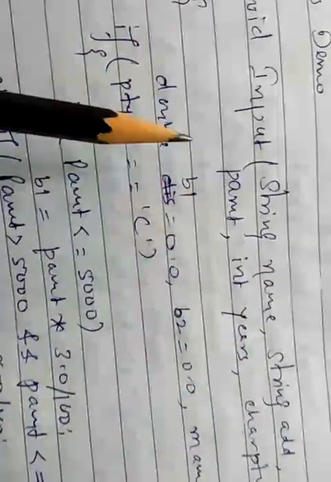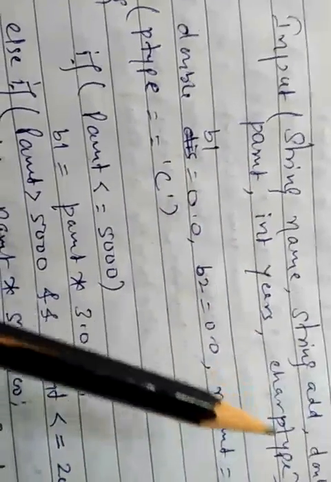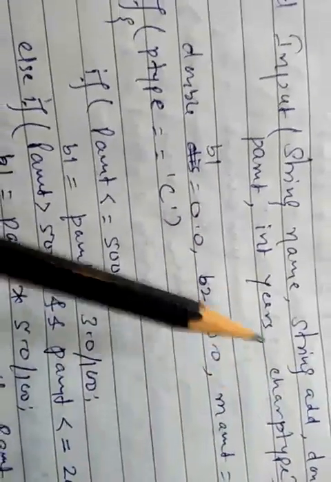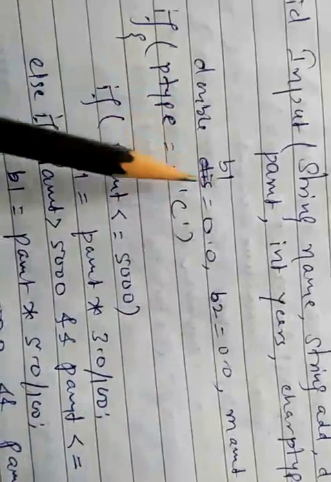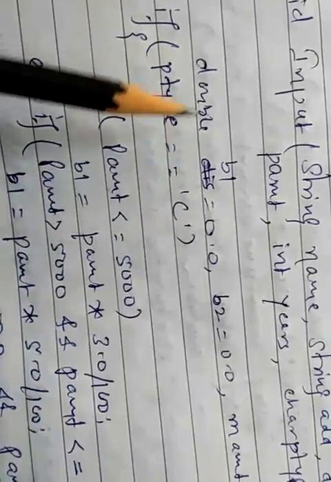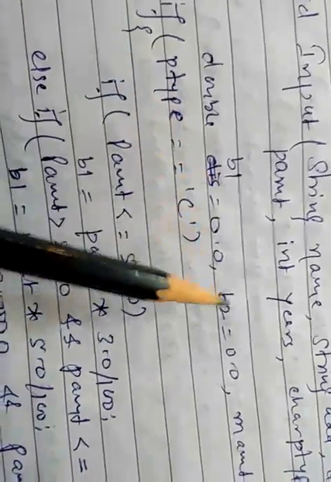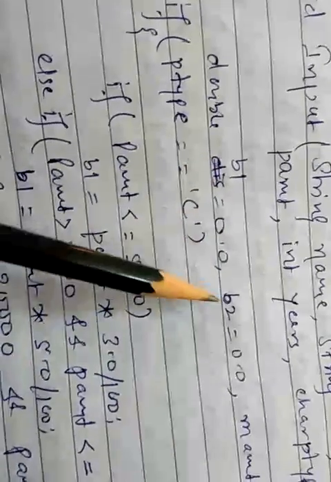So here this is the solution for that. Class demo void input, we are taking the string name, we have to input the address, premium amount is a double type, integer years, and the plan type is a character. B1 is for bonus, so double bonus 1, and B2 is the single year bonus and this is the number of years' bonus, and we have to find out the maturity amount.